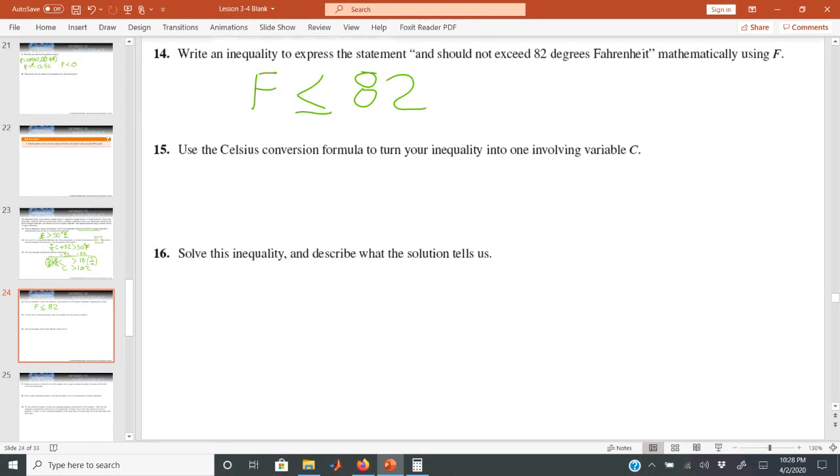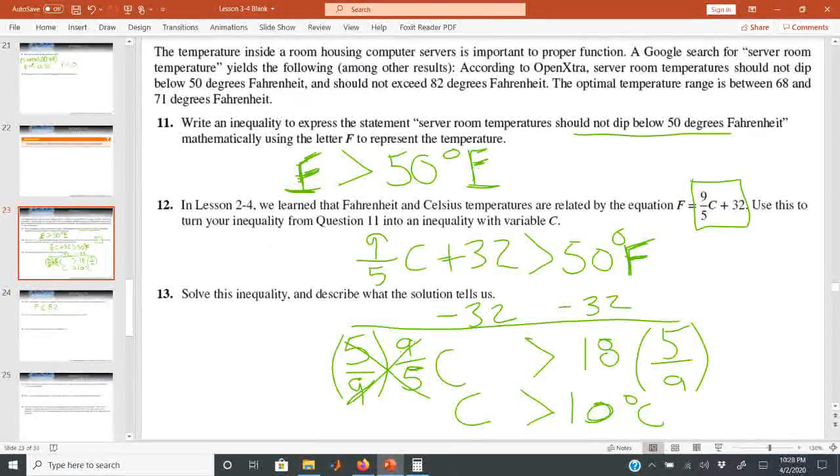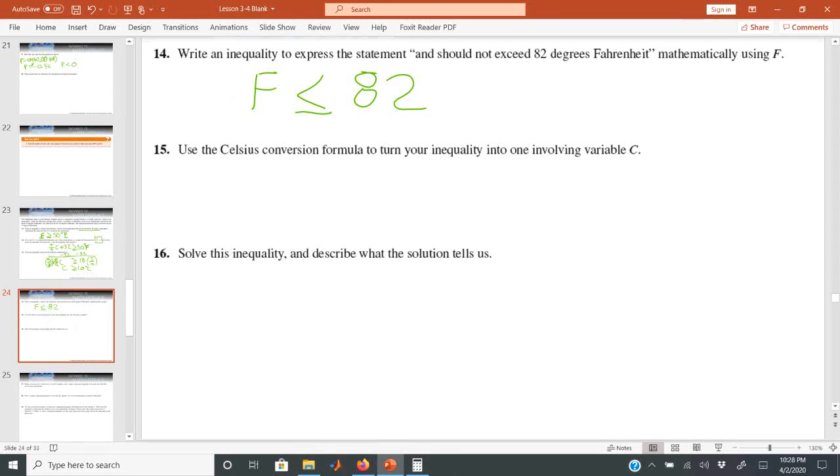And it reminds me I got to go back. So should not dip below. It has to be greater than or equal to 50 degrees Fahrenheit. Should have done that here too. Didn't think about that. But it is important to look at the words. So should not exceed 82. It has to be less than 82, or it can be 82. Okay. And question 15 wants you to do the same conversion to change that into Celsius. Once you've done that, restart the video.